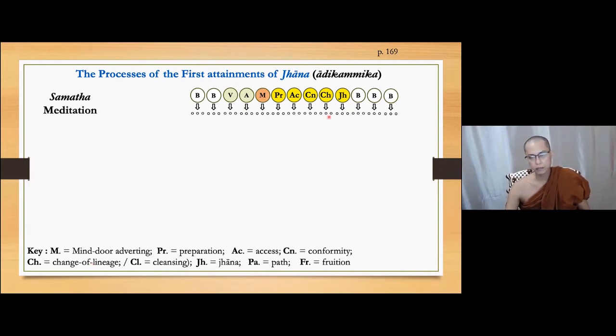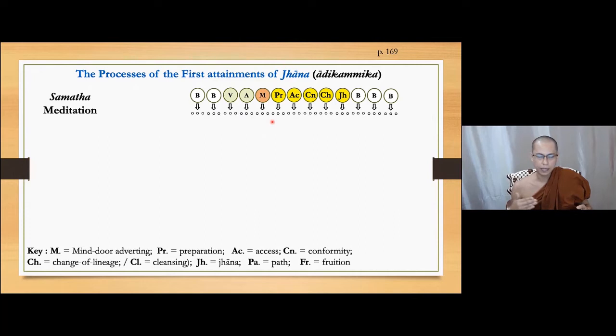Then immediately after that, the Gotrabhu, this is called the Gotrabhu in Pali, change of lineage, the jhana follows. So at the time of jhana, that mind moment is called the absorption development. If we divide it according to the mental developments, this moment is the access moment, access development moment, because this is similar to the access to the absorption.